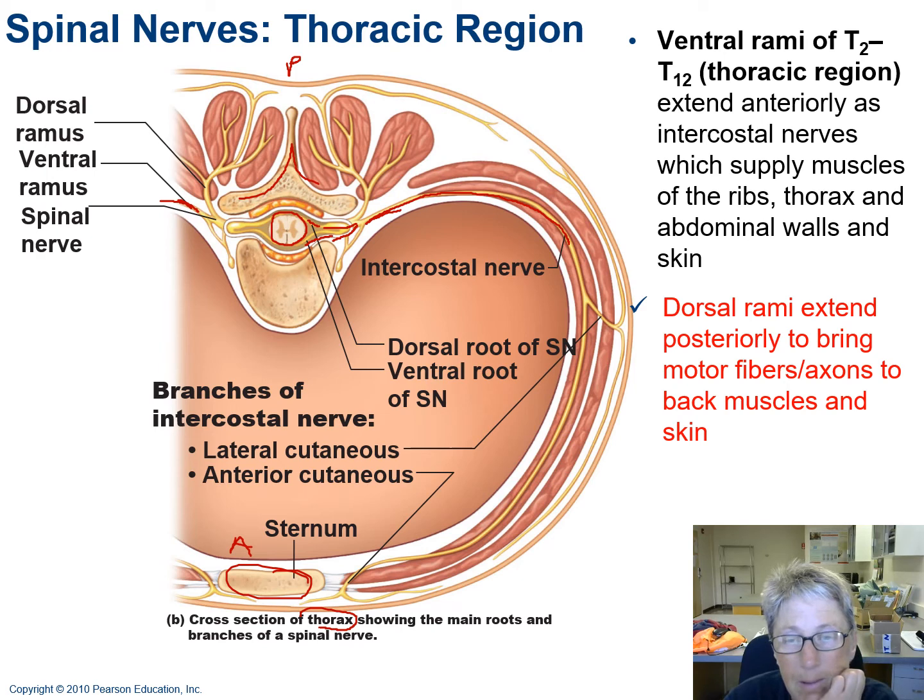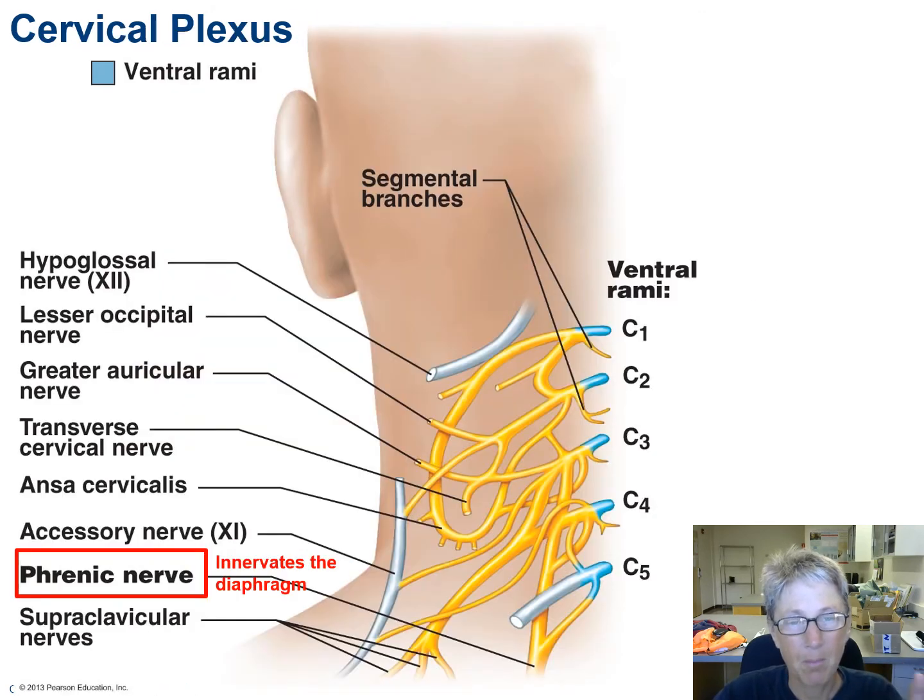And then the dorsal rami, so these guys that are going back here, here's a dorsal ramus, here's a dorsal ramus, they bring motor efferent axons to the back muscles and skin. So these are all like cross sections of your back muscles, different back muscles.